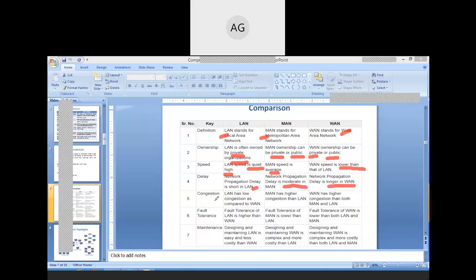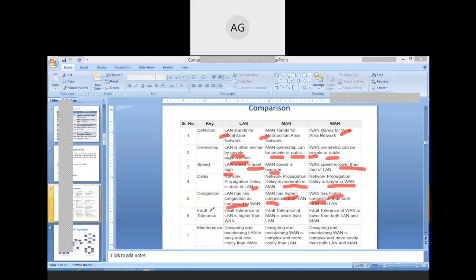Then the fifth point of difference is congestion. LAN has low congestion as compared to WAN, because very limited persons are using the LAN, whereas MAN has higher congestion than LAN, whereas wide area network has higher congestion than both the MAN and the LAN.